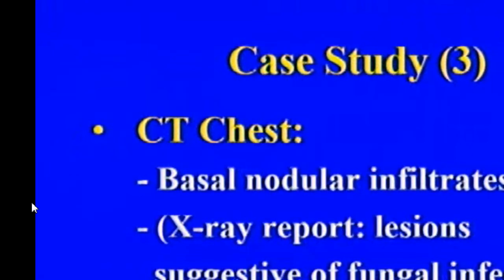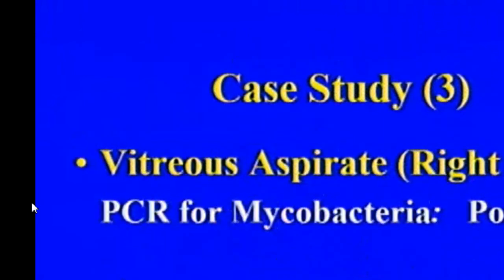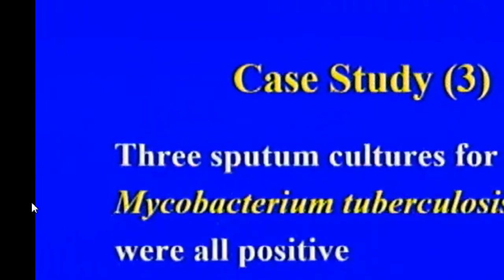This is what the radiologist suggested. Well, he was studied for rejection. The cyclosporine level was okay, and he had type 2 diabetes mellitus. Vitreous aspirate from the right eye was subjected to PCR, and it came out to be Mycobacterium tuberculosis. After that, we asked for sputum cultures, and 3 sputum cultures for Mycobacterium tuberculosis were all positive.